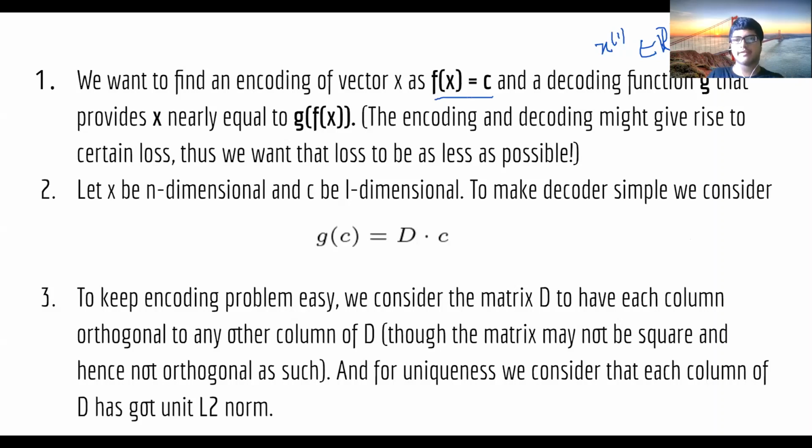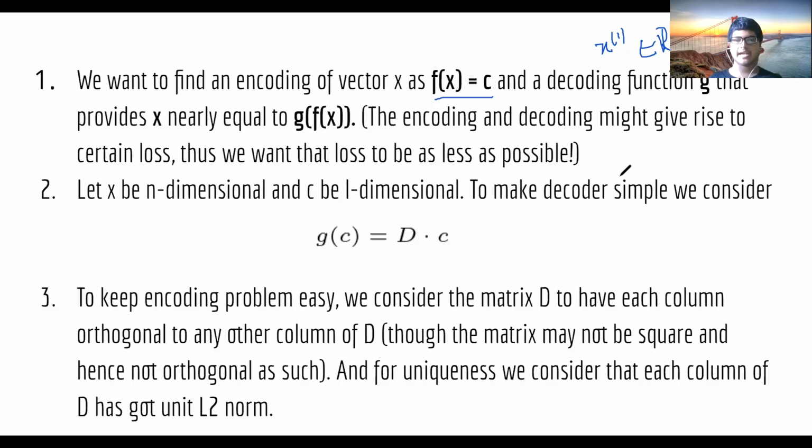We don't want to lose much of the variance that is present in the x, and also we want to store it occupying less memory. Fine. So we want to find an encoding of vector x as f(x) equal to c, and a decoding function g that provides x nearly equal to g(f(x)). This f(x) is in the L dimension, and after taking the decoding function g of that L dimensional vector, we are going to get back something as close as possible to x. The encoding and decoding might give rise to certain loss. Thus, we want that loss to be as small as possible. So this is our overall objective. It means after decoding, we should get as close to x as possible, which means that we are not losing much of the variance present in the x.